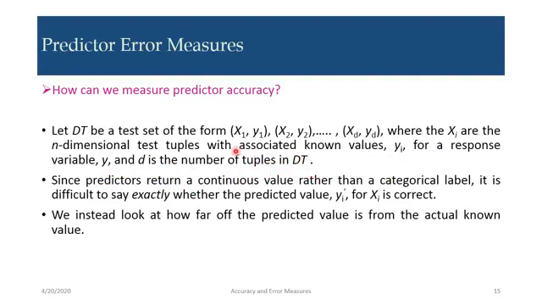Now suppose we are taking these (x1, y1), (x2, y2) up to (xd, yd) from the data set D, and here xi represents the n-dimensional test samples or test tuples which is associated with the value yi. So yi is the expected value for xi, for response variable y, and d is the number of tuples in DT. Since predictors return a continuous value rather than a categorical label, it is difficult to say exactly whether the predicted value yi dash for xi is correct or not.